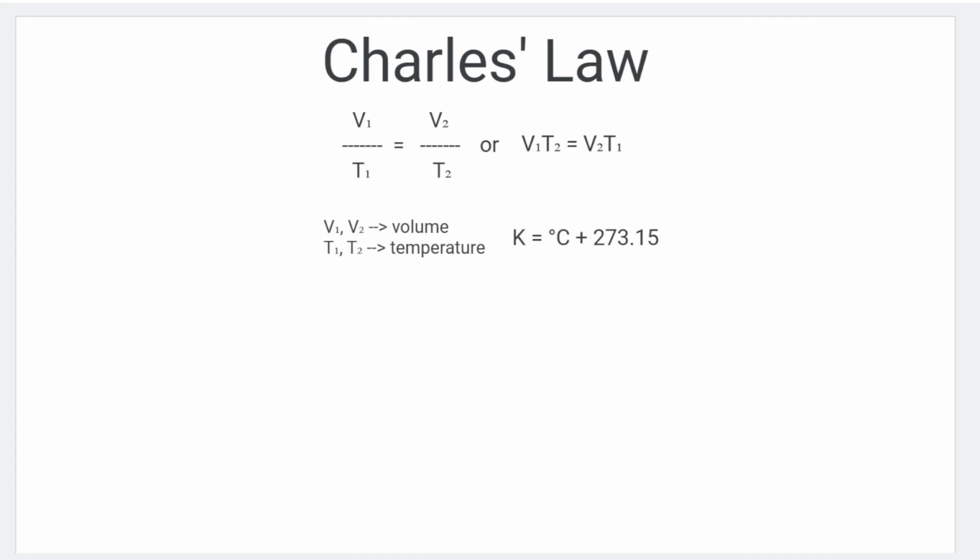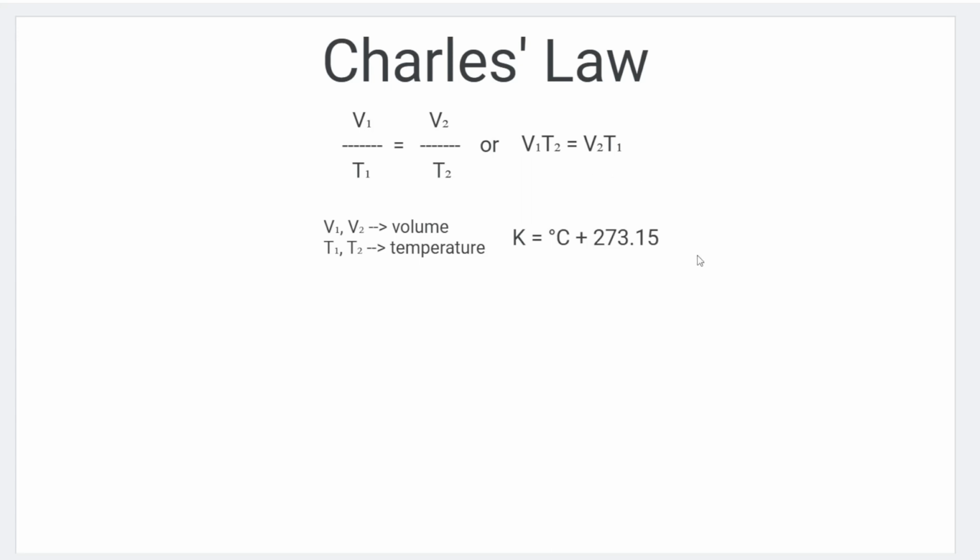How do you use Charles's gas law? Well, first, what is Charles's law? Charles's law states that V1 over T1 equals V2 over T2, aka volume 1 over temperature 1 equals volume 2 over temperature 2. Another way of writing this is volume 1 times temperature 2 equals volume 2 times temperature 1.